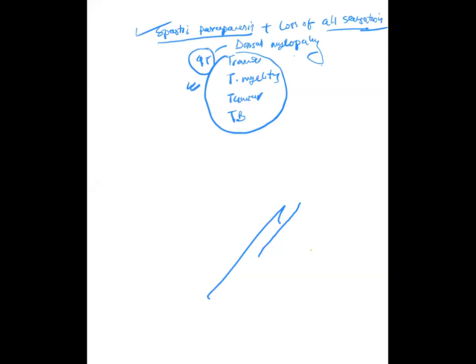Then we will say, what will be the cause? Any cause of dorsal myelopathy, like trauma, transverse myelitis, tumor, or tuberculosis. Sometimes this gentleman may have a catheter. So if I get a catheter, I will say there is a catheter in situ.